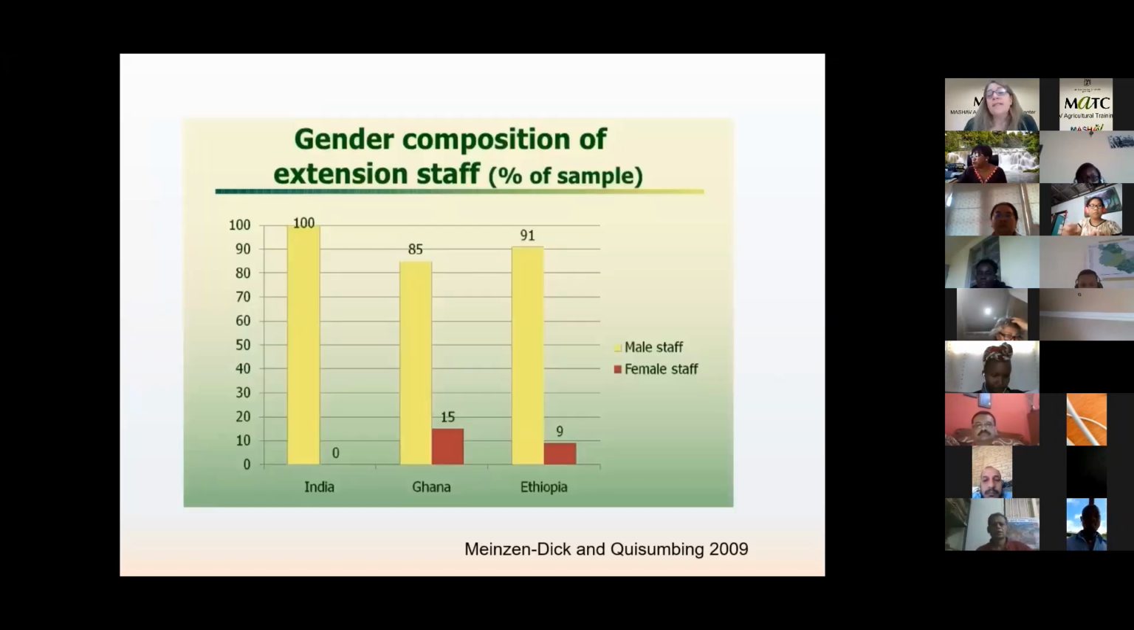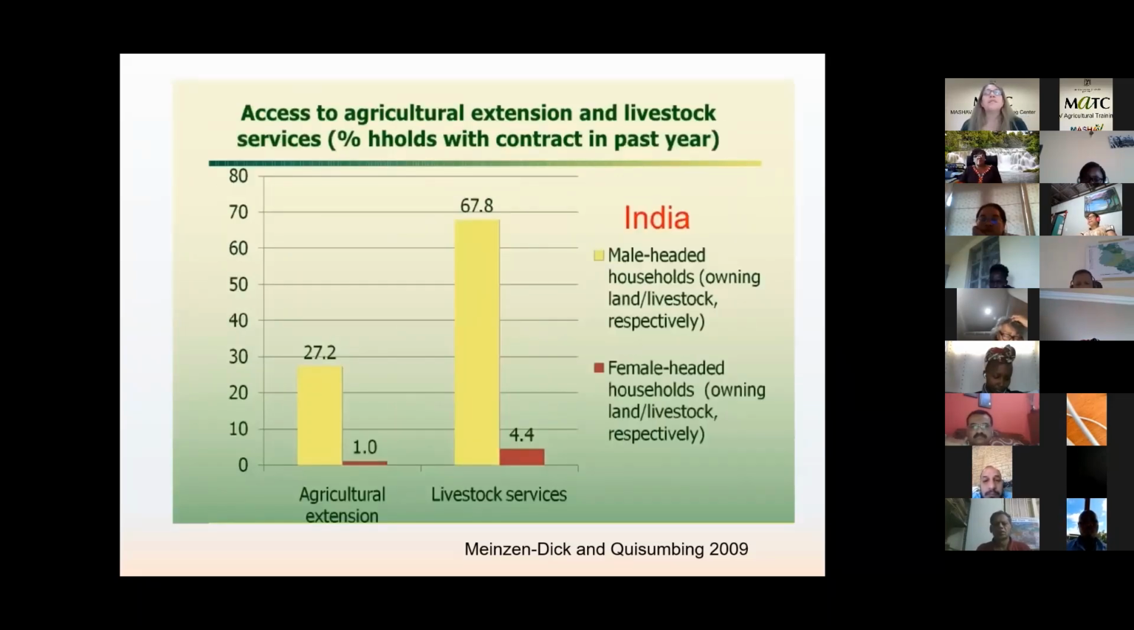Here you can see, it's from 2009, so it's a while ago, but I don't think it has changed all that much. Here you can see how much of the extension staff in India, Ghana, and Ethiopia are female. And you can see that it's not a lot. Here, you can see the access of female heads of household compared to male heads of household in India in receiving extension services or livestock extension services. And you see that the disparities are huge, really huge.